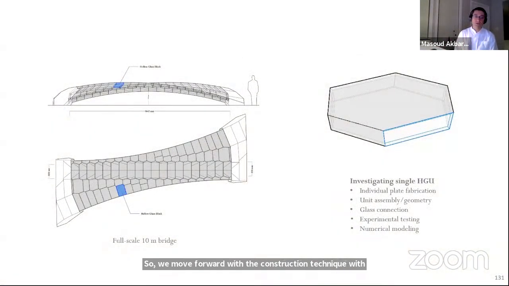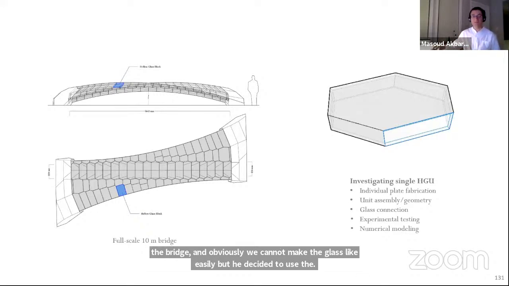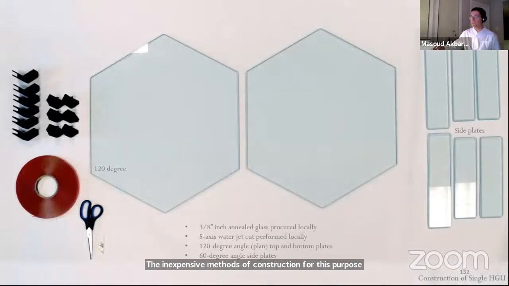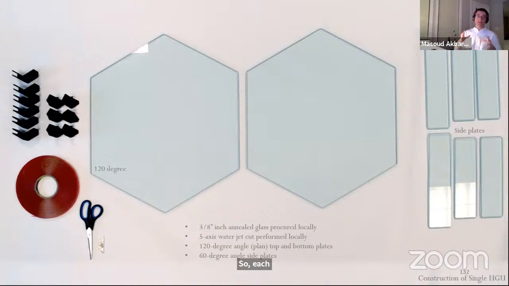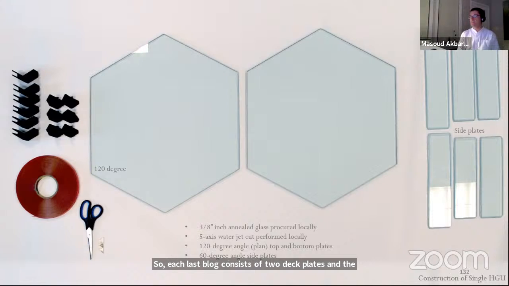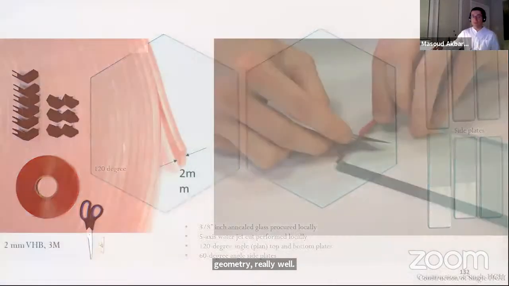We decided to use basically hollow glass blocks to construct the bridge. Obviously we cannot make the glass block easily, but we decided to use inexpensive methods of construction for this purpose. Each glass block consists of 2 deck plates and the side plates connecting those deck plates. And we are using 5-axis water jetting capabilities to precisely cut the corners so that we get the geometry really well integrated into a hollow glass block.